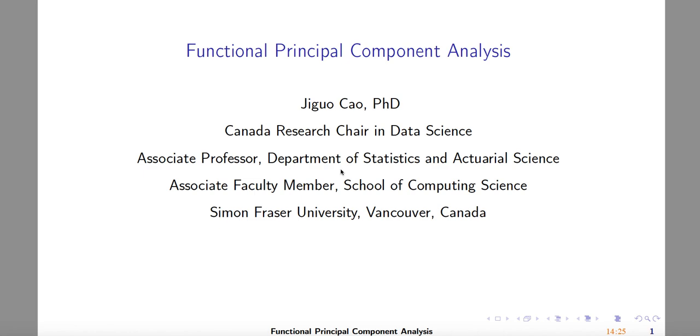So now let's talk about a new topic called functional principal component analysis. This is one of the most important topics in functional data analysis. It's used a lot. Really, I would say this is probably the fundamental skill we use when we do functional data analysis. So today we will learn some basic ideas for functional principal component analysis.